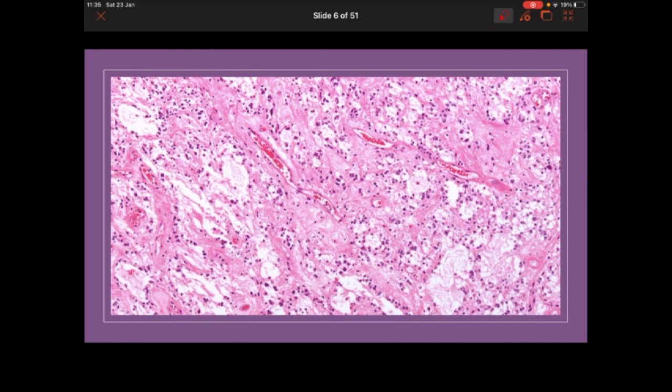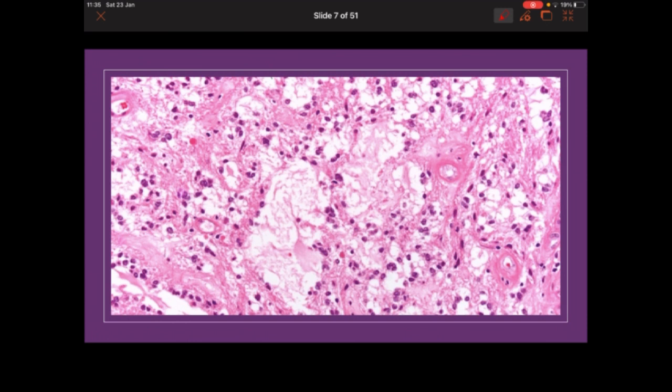In this low power view, we can also appreciate that this tumor is well vascularized. There are so many blood vessels. This is a blood vessel in which in the lumen we can see the presence of red blood cells, and the blood vessels in the pilocytic astrocytoma are hyalinized. The surrounding blood vessels show hyalinization. This is amorphous eosinophilic material, hyaline material.